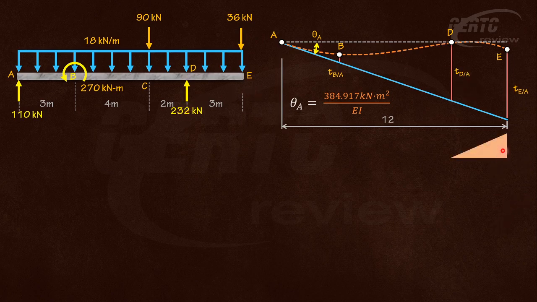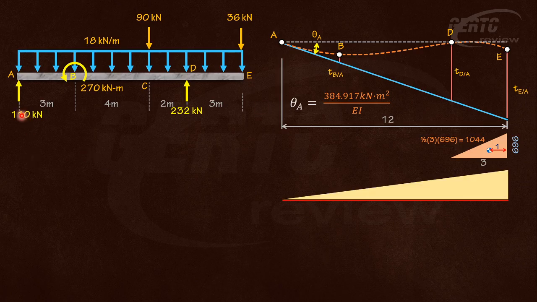Let's start with this reaction. This will be a first degree curve, triangular in shape. This is 232 times 3, where this is 3 meters. So the moment here is 696. The area of this is 1/2 times 3 times 696, so that's 1044. And we need to measure the centroid of that from E. That is 1/3 of 3, so that's 1 meter. That is for this reaction here. And let's have the 110. The moment diagram at E for the 110 will be 110 times 12, so that's 1,320. The area of this big diagram is 1/2 times 12 times 1,320, so that's 7,920. The centroid is 1/3 of 12 from here, so that's 4 meters.